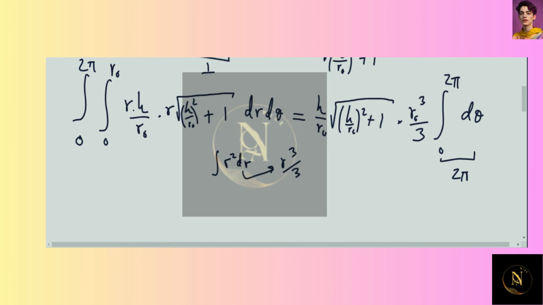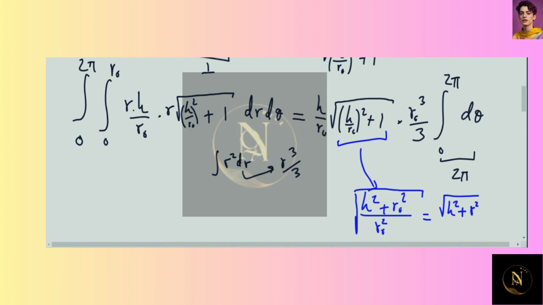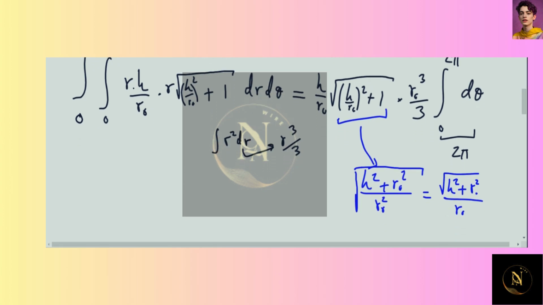well, to simplify things, we can write this fraction as H squared plus R naught squared over R naught squared, so that if we have the square root of that, this is equal to the square root on top, and then this comes out R naught, so that this whole thing will be H times the square root of H squared plus R naught squared over R naught times R naught times R naught, and then times R naught to the third power divided by 3 times 2 pi.